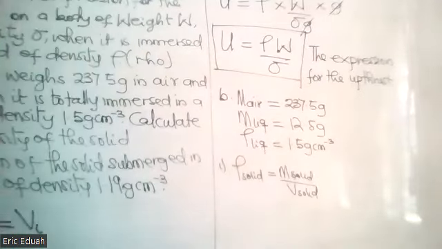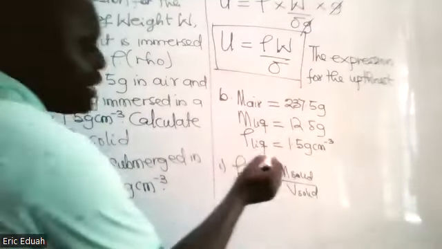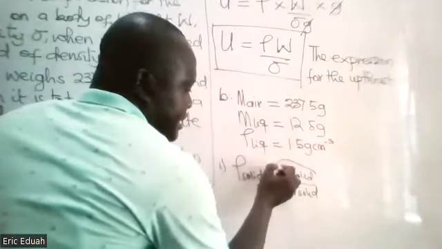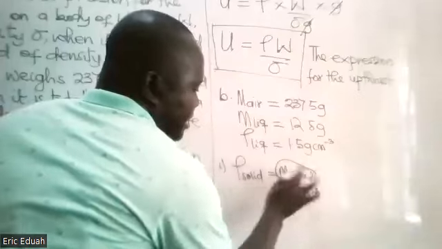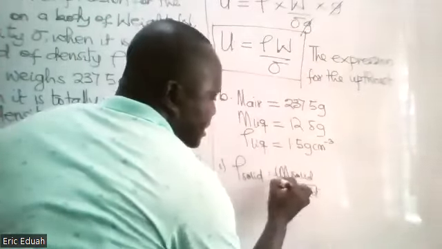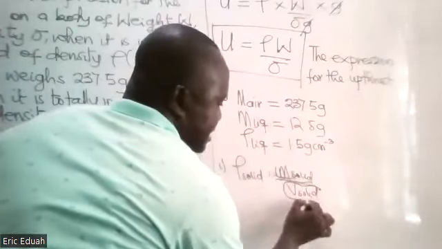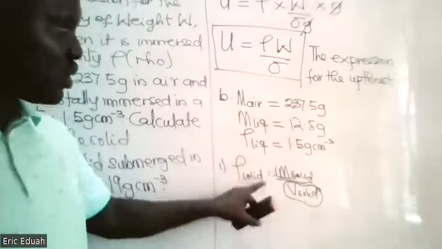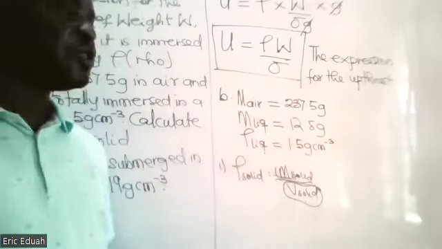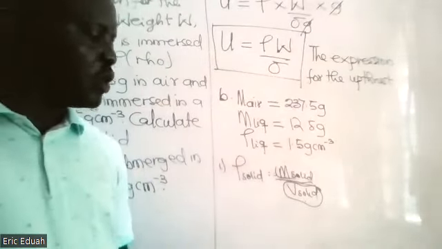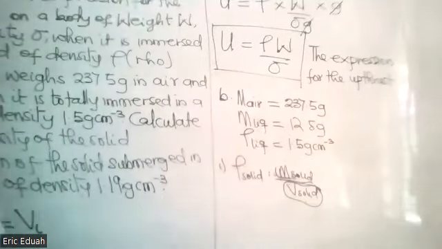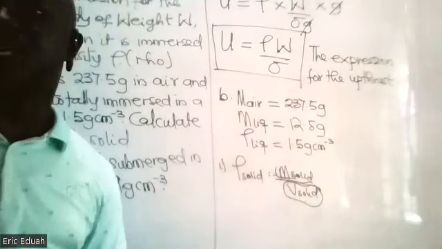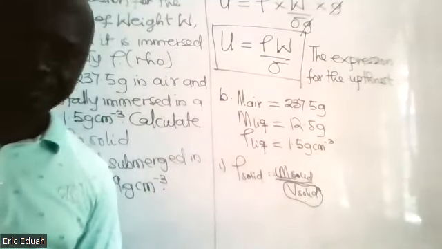Let's see. Okay. So all that we need to find the density of the solid is the volume of the solid. We just need this because we have the mass of the solid. The mass of the solid is the mass in air, which is 237.5. So if we could get the volume of the solid, bingo, we are good to go. So how do we get that?